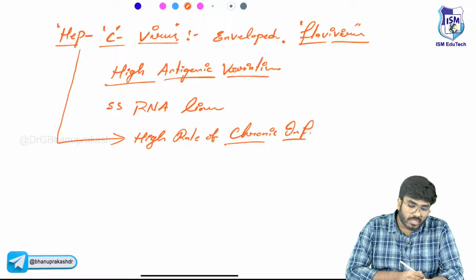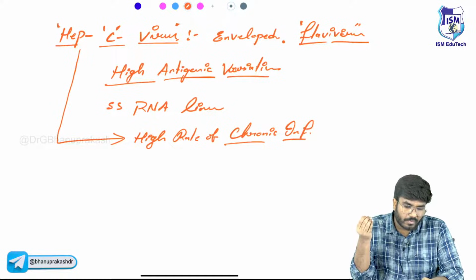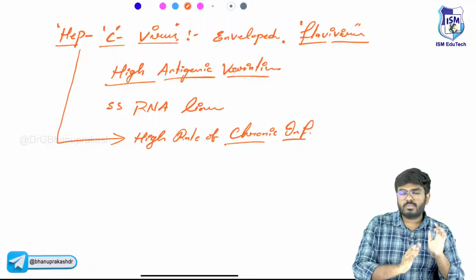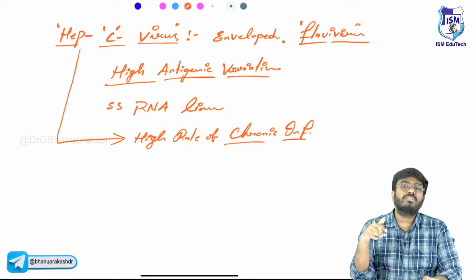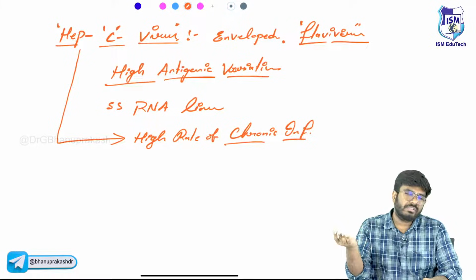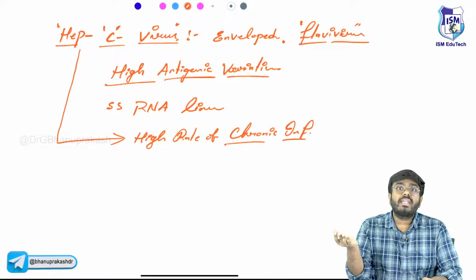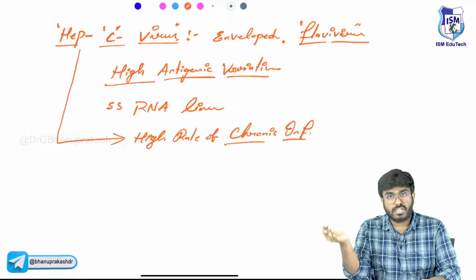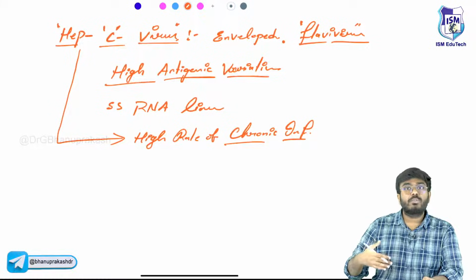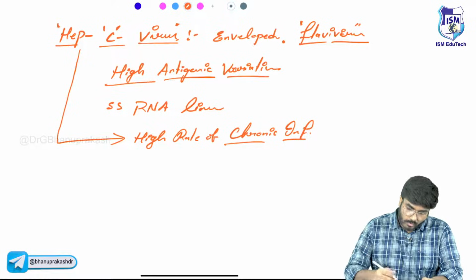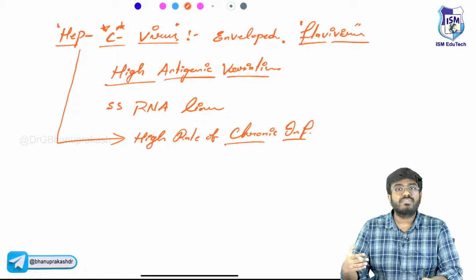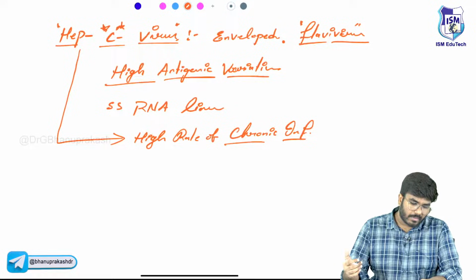See, hepatitis B also causes chronic infection, but less than 5%. If there are 100 individuals who have hepatitis B, fewer than 5 individuals will go into chronic infection. But if you get hepatitis C, almost 70% of the patients can land up in chronic hepatitis that can lead to cirrhosis, and the patient may need a liver transplant. Hepatitis C infection is one of the most important causes for liver transplant. That's one important point which I want you to know.